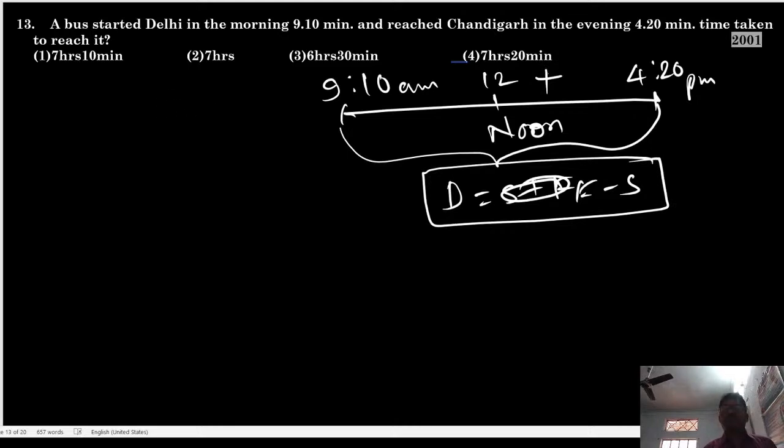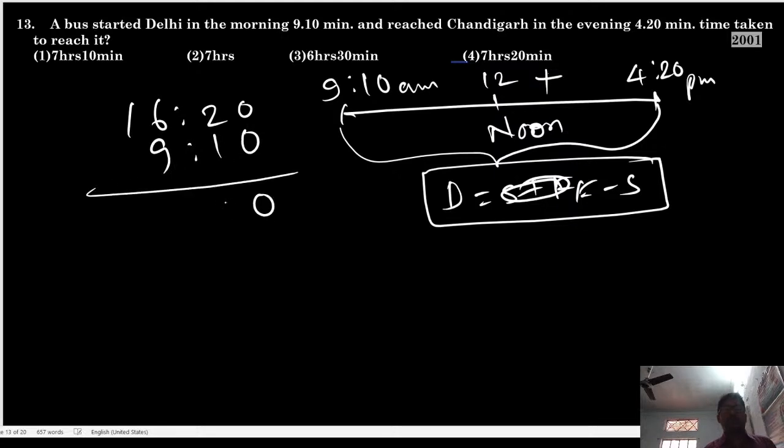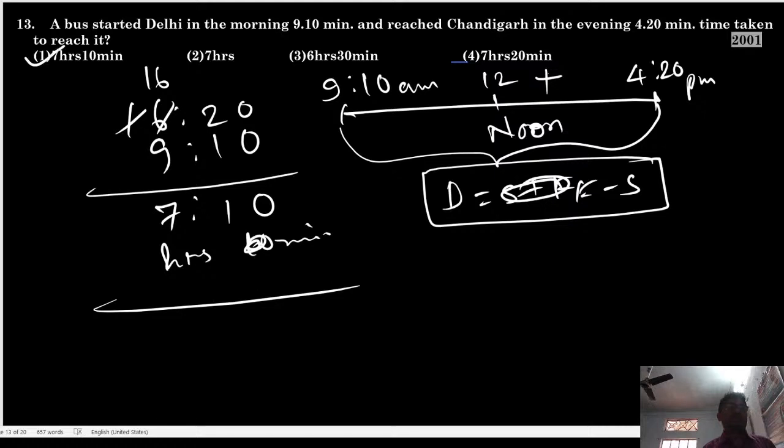Finishing time is 12 plus 4, which is 16:20. Starting time is 9:10. 16:20 minus 9:10 gives 7 hours 10 minutes. So the answer is 7 hours 10 minutes, option 1.